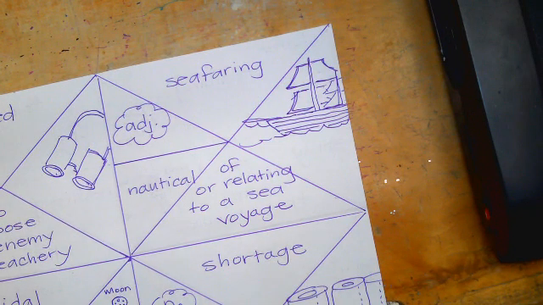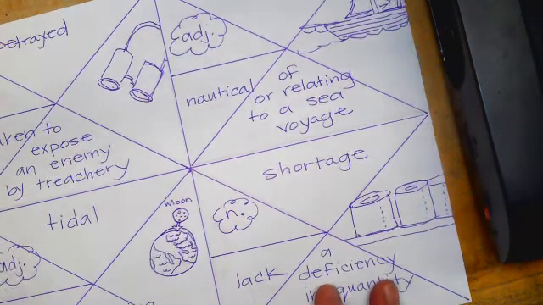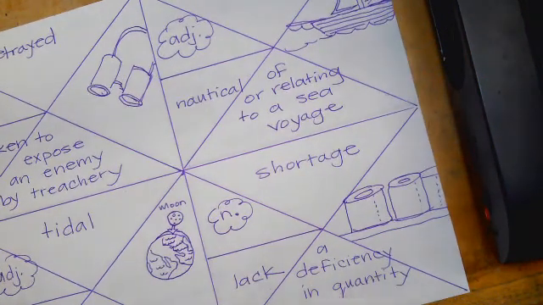So seafaring just means that you sail on the sea, and in our story, Stormalong is going to be a seafaring lad. All right, I hope this helped you do your vocabulary diamond.